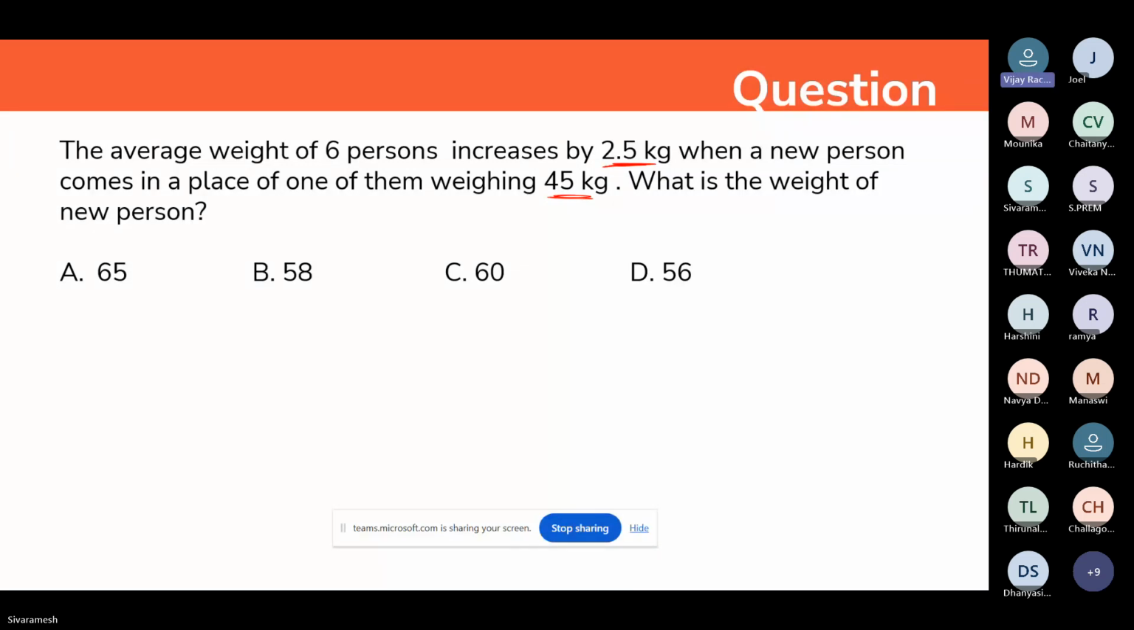The person is being replaced, sir, by someone else. Yes, very good. Now, when you observe this question, the person is not only getting added or only getting subtracted or removed. Here the person is getting replaced. Means one person is going out, and in place of that particular person, one new person is coming inside.